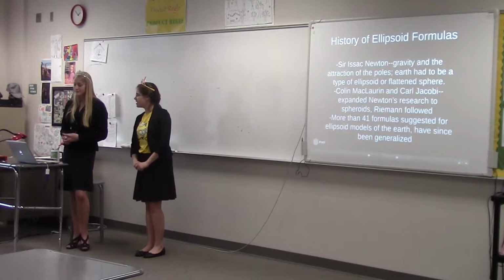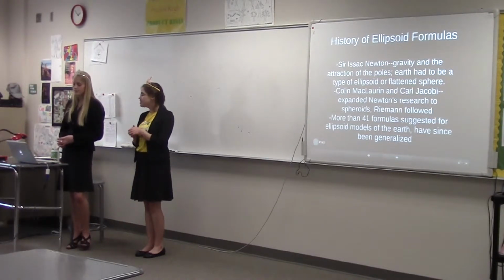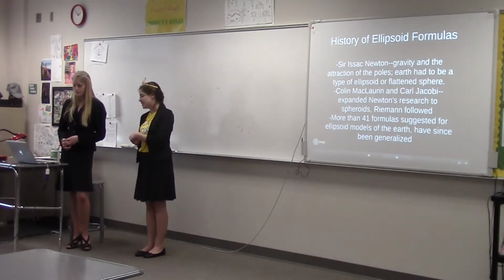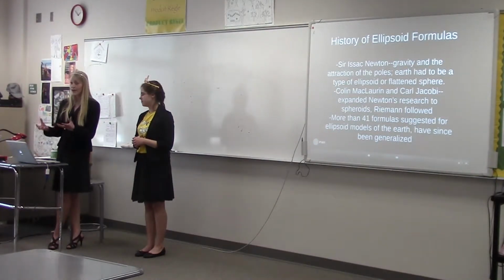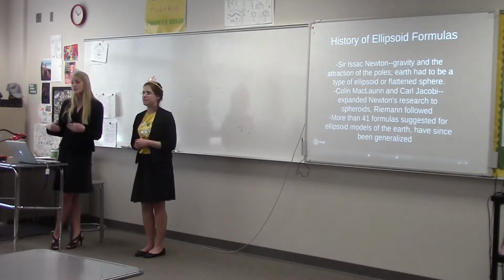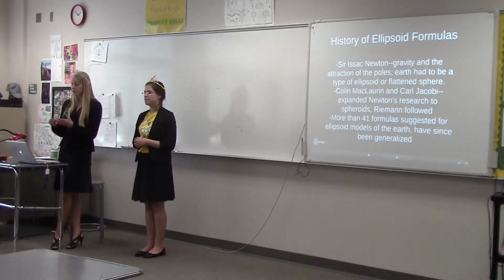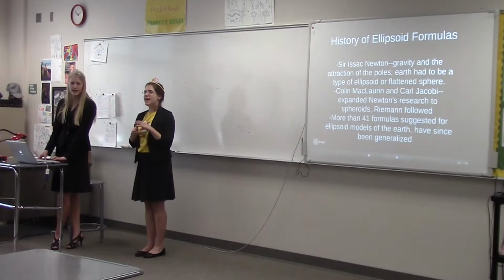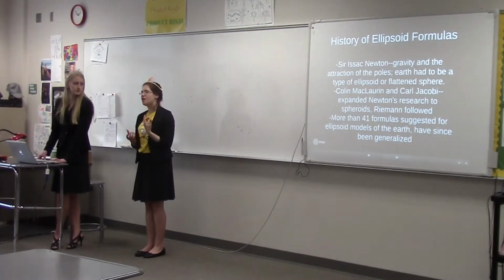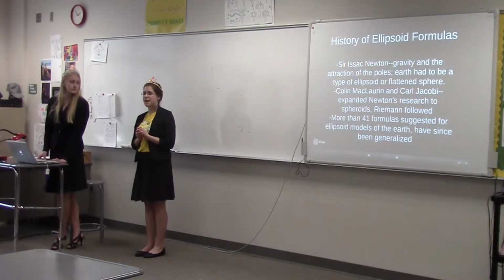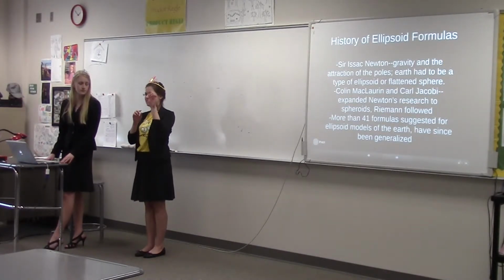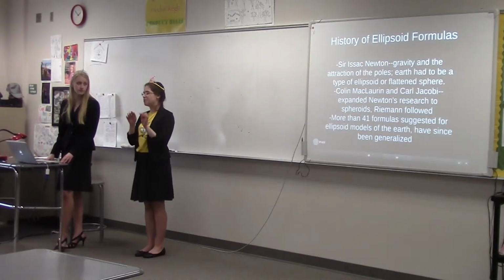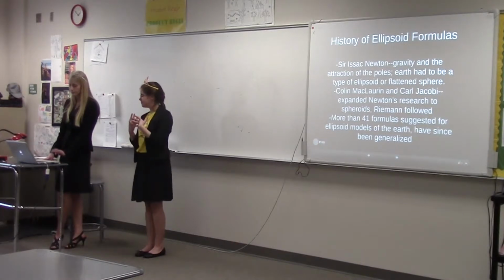Colin McLaurin and Carl Jacobi expanded Newton's research to spheroids, and Riemann soon followed. They developed more than 41 suggested formulas for the volume of the Earth as an ellipsoid, but since those formulas have been generalized, we have a general ellipsoid formula using the 3 different radii. So the ellipsoid kind of takes the volume like a sphere. Since we all know the volume of a sphere is 4/3 pi r cubed, an ellipsoid doesn't have the same radii, because if you go out and you come in for each point on a sphere, it's always equal. An ellipsoid, it's not. So we have 3 different radii.